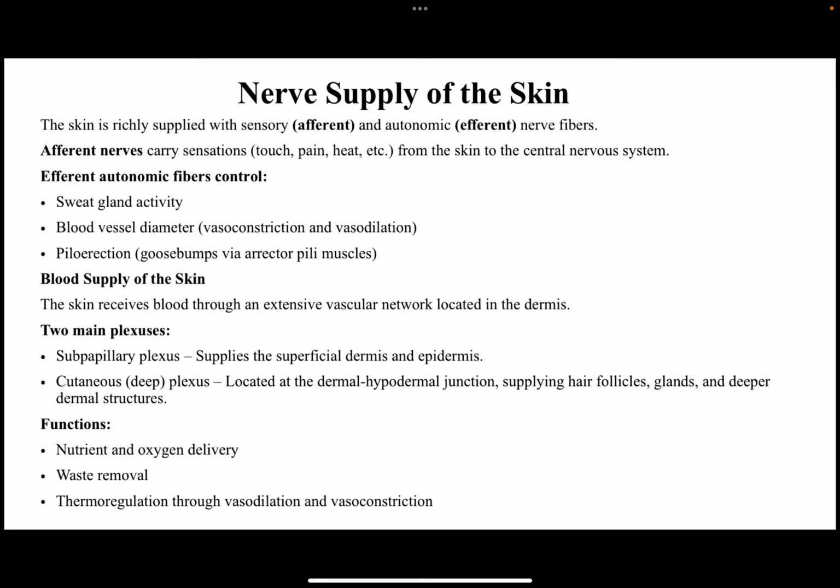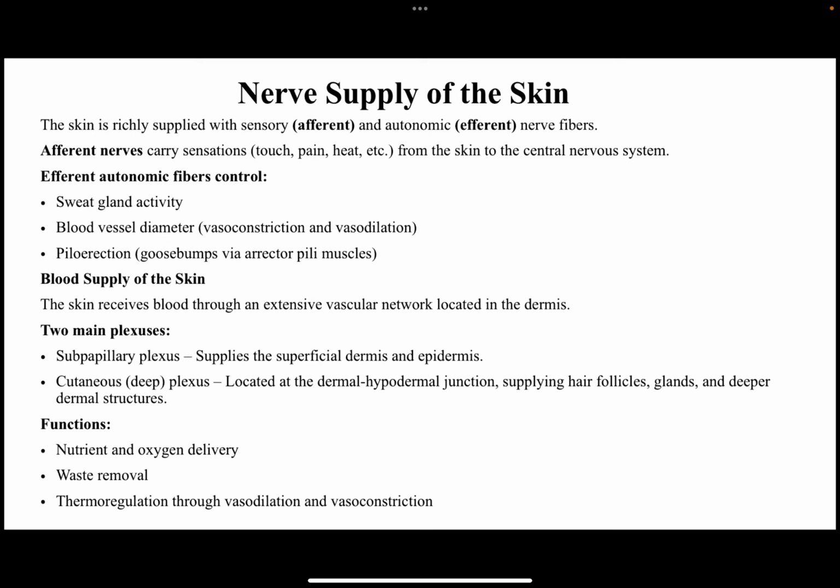Very simple. Then lastly, we will look at the nerve supply to the skin. The skin is richly supplied with sensory afferent and autonomic efferent nerve fibers. The afferent nerves carry sensation, touch, pain, and heat from the skin to the central nervous system. The efferent autonomic fibers control sweat gland activity, blood vessel diameter, and pilo-erection, what we call goosebumps, via the erector pili muscles.